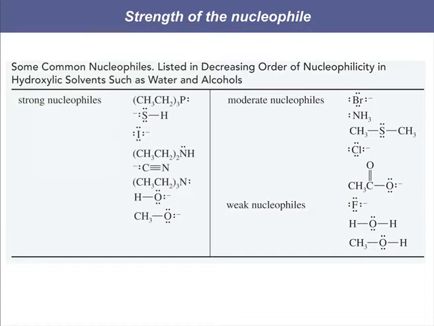Remember that they have to be able to access that antibonding orbital, which may or may not be blocked off by any number of groups on the carbon bearing the leaving group. So small, highly charged molecules with lots of lone pairs and negative charges are good nucleophiles. So this is triethylphosphine, P with a lone pair. Here's SH-, sulfur with 3 lone pairs and a negative charge. Iodide with 4 lone pairs and a negative charge. Here's diethylamine, nitrogen with a lone pair.